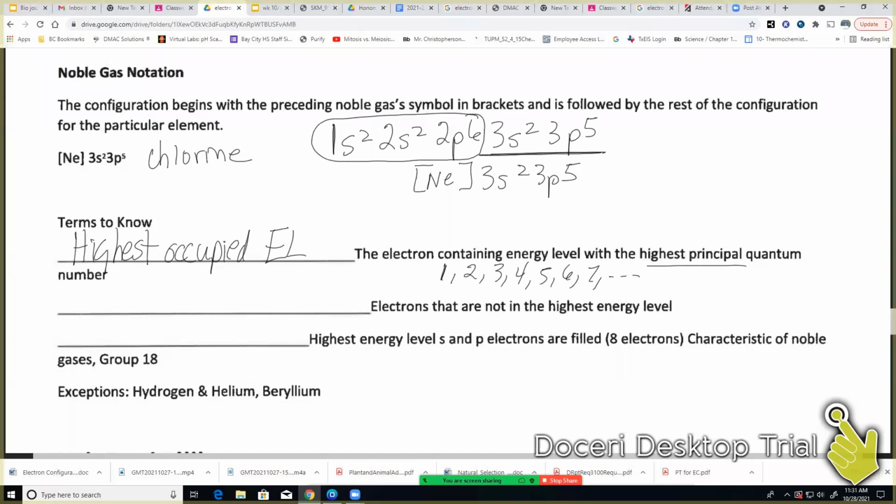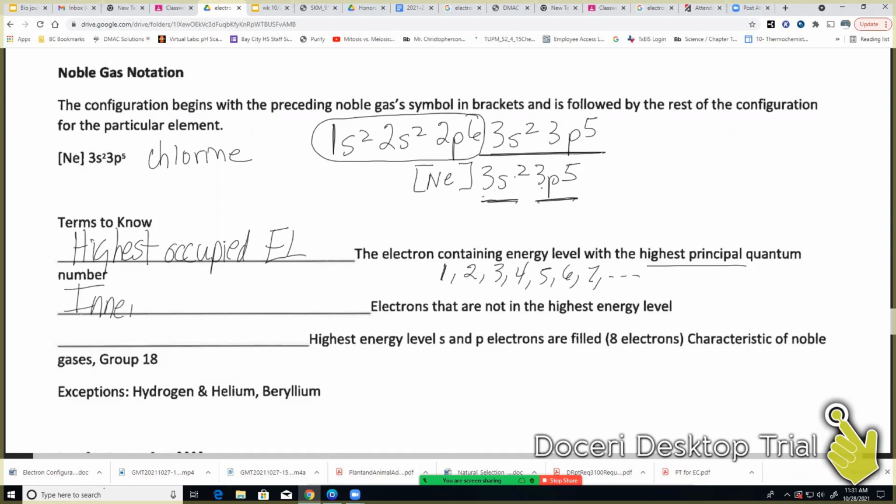So if I use this notation, the electrons that are in the highest occupied energy level would be these electrons, because 3 is my highest principal quantum number. So the electrons in the S and the electrons in the P would be my highest ones.